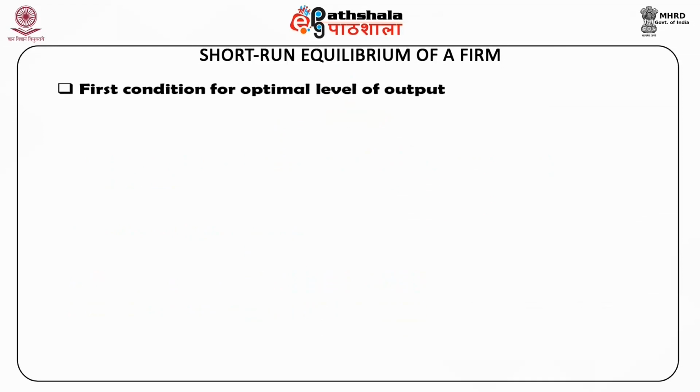The two conditions for optimal level of output and price in the short run can be explained with the help of few functions. We know that total profits are equal to the total revenue minus the total cost. This can be written as pi equals total revenue minus total cost.